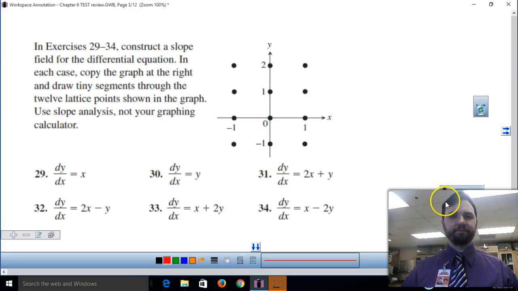All right, let's do this piece. We're going to make a slope field, right? Which problems are we doing? One second, I got it. All right, we have to do 32 and 33. All right, 32 I'm going to do in red.